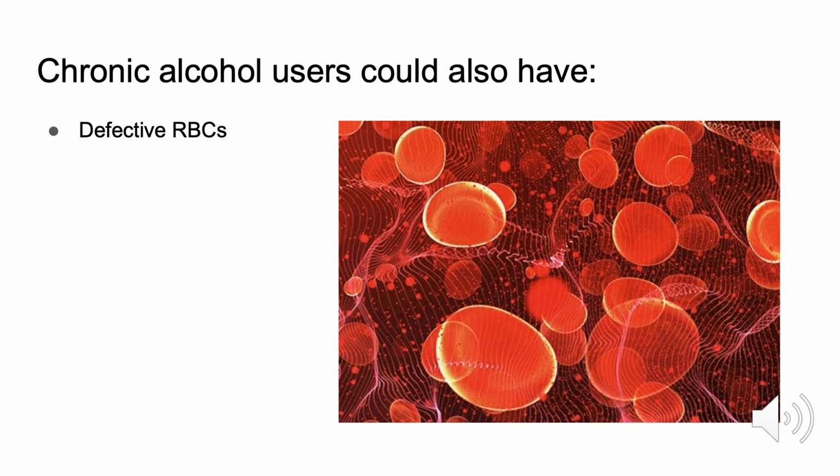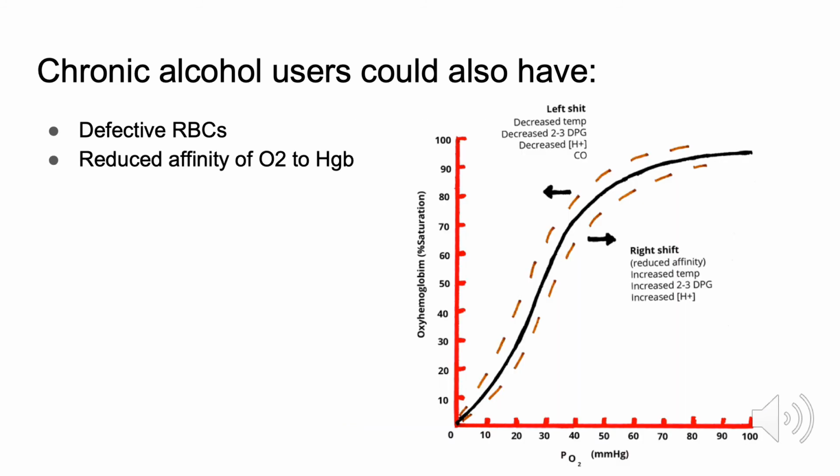Chronic alcohol users frequently have defective red blood cells that are destroyed prematurely, often resulting in anemia, which could negatively affect oxygen supply. Alcohol may also reduce the affinity of hemoglobin for oxygen, causing greater levels of oxygen desaturation.